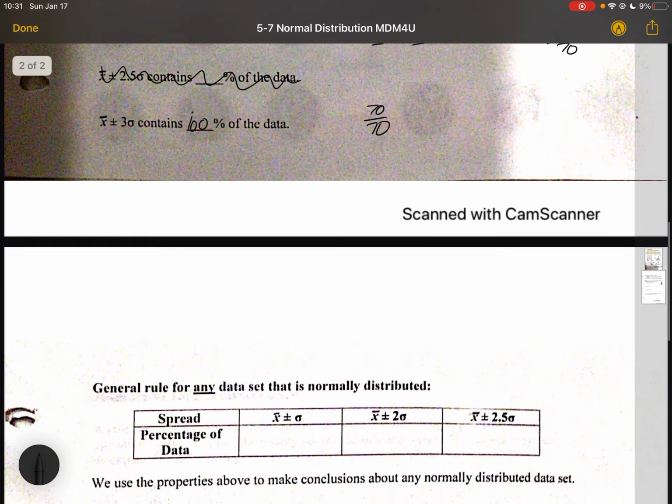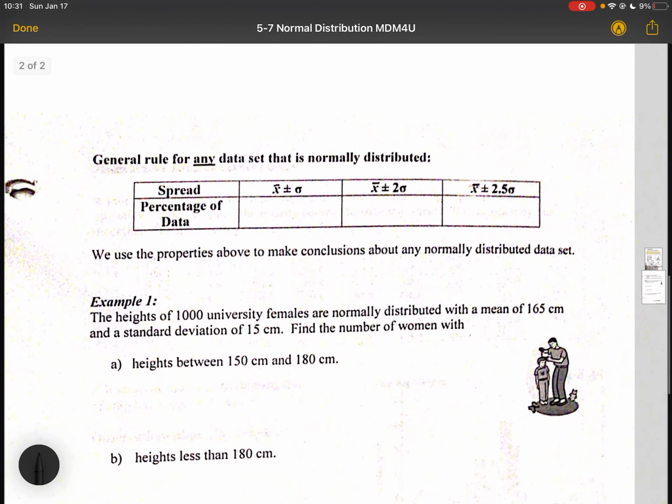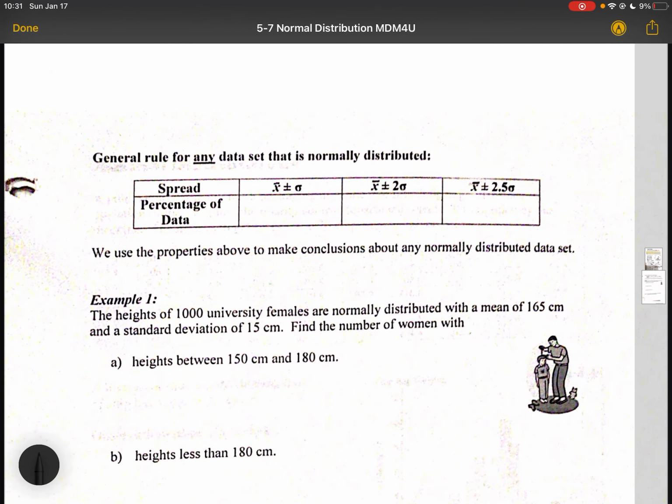Now this has been done over lots of normal distributions. So in general, X bar plus or minus sigma accounts for about 68% of the data. X bar plus or minus 2 sigma accounts for about 95% of the data. And then X bar plus or minus 2.5 sigma accounts for about 99% of the data, or most of it. So we're going to use the properties above to make conclusions about any normally distributed set.